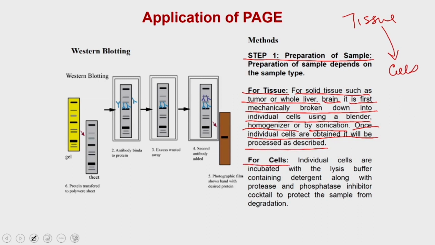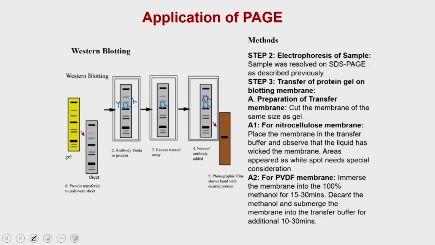If you have individual cells, then you incubate them with the lysis buffer containing detergent along with the protease and phosphatase inhibitor cocktail to protect the sample from degradation. Once your sample is ready in the lysis buffer, in the second step you are going to resolve the samples onto SDS-PAGE, as we discussed in the previous lecture.